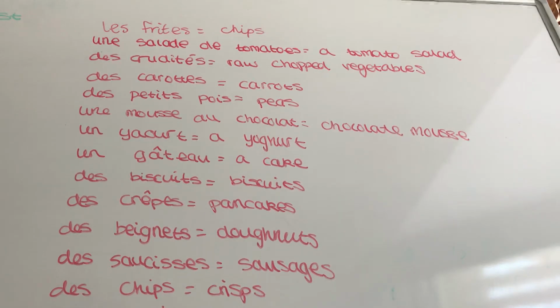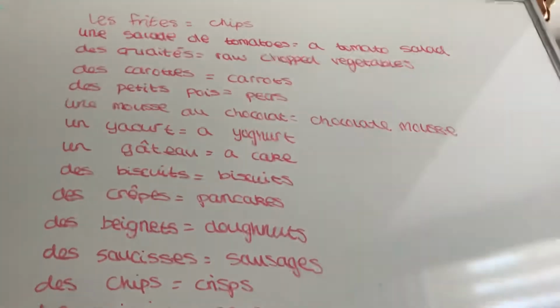Les crêpes is pancakes. So often in the UK we refer to crêpes as very, very thin pancakes. But actually, if you're asked to translate les crêpes into English, it's pancakes, and if you're asked to translate pancakes into French, it's les crêpes. So it doesn't refer to those thin ones, it refers to the thick and fluffy pancakes.